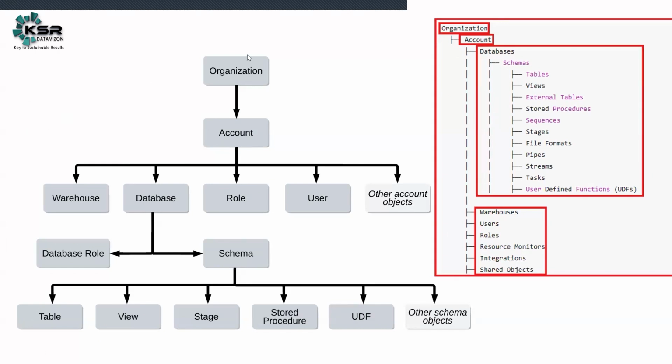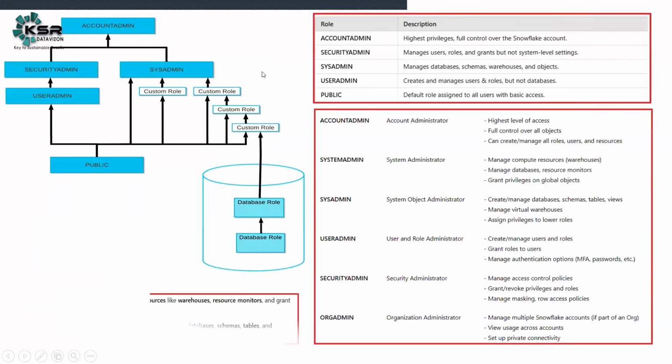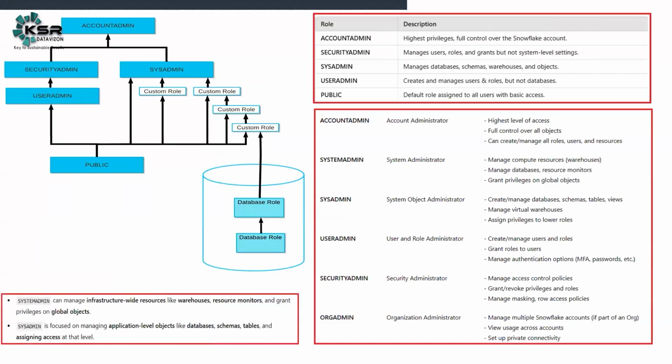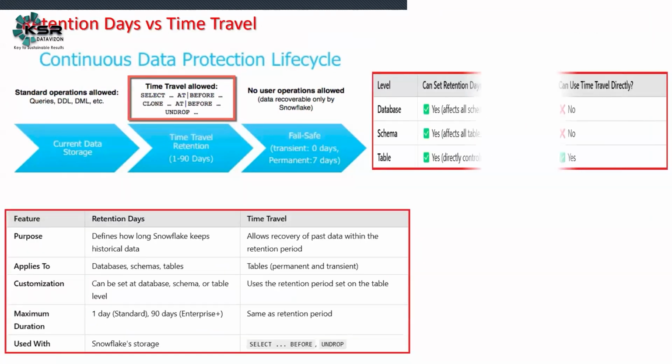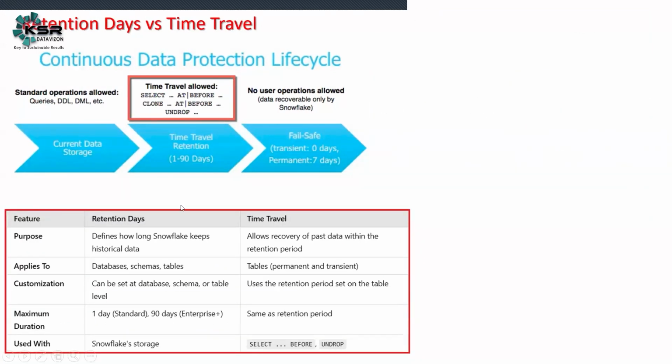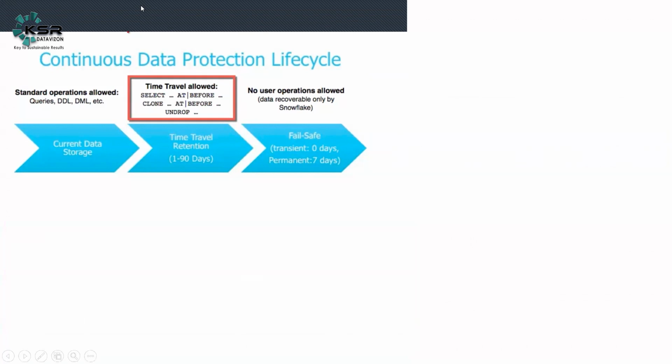So we had this brief idea, and then we saw the different types of roles that are usually given by default by Snowflake. We tried to understand these things, and then we went to something called time travel. Can anyone define what time travel is? What is the difference between time travel and retention period? Can anyone explain the difference between retention time and time travel?